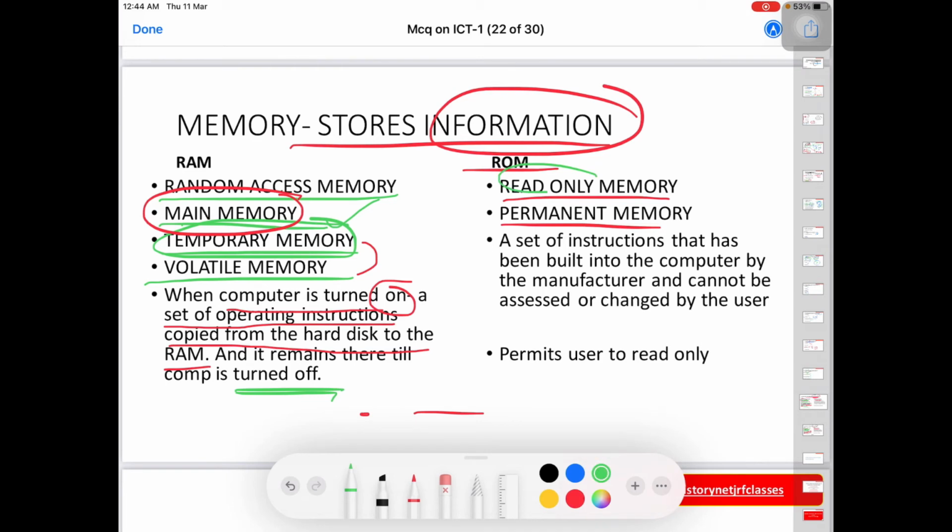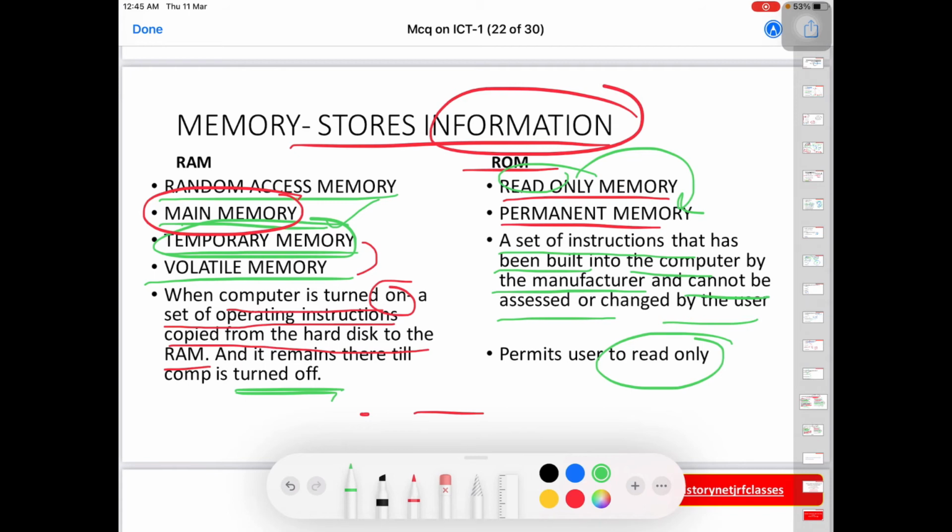So you can only read, and it is permanent memory, a set of instructions that has been built into the computer by the manufacturer and cannot be accessed or changed by the user. So if you are a user, you can't make any kind of change in ROM. It permits the user to read only, you are allowed only to read. So this is about RAM and ROM.